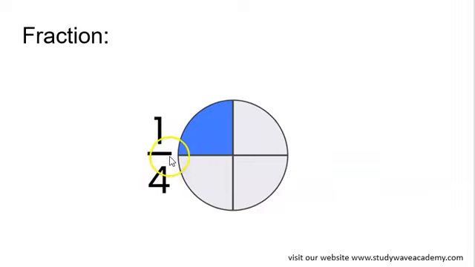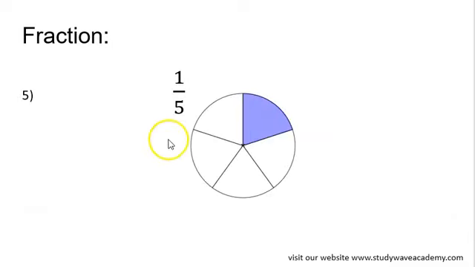Remember, a fraction represents a whole object or number. And in this whole circle, only 1 part is shaded. So we have 1 over 4. Okay, do we understand? Good. Let's move on.